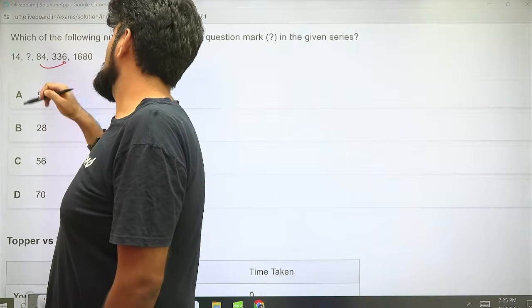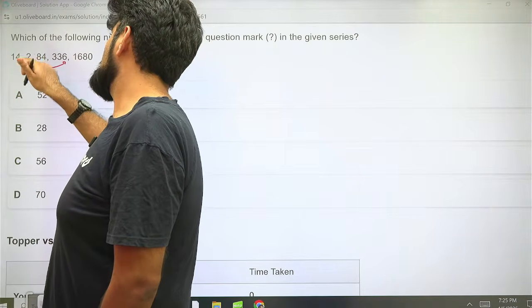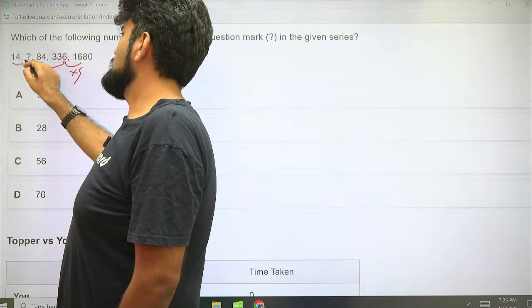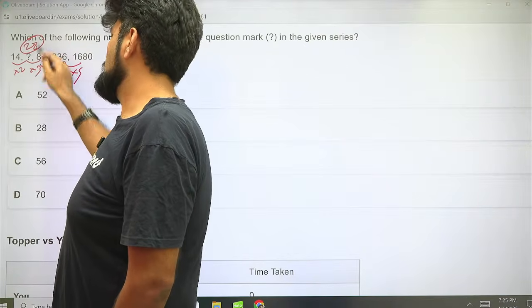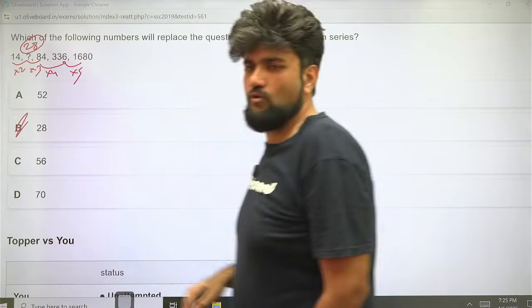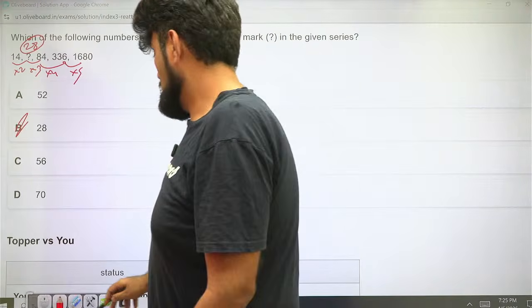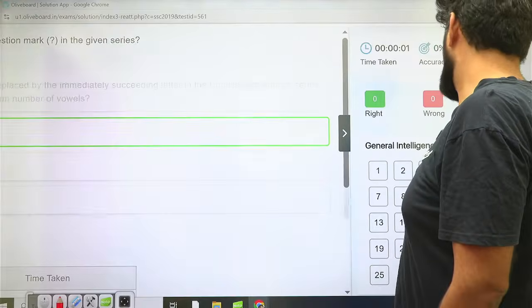Next. This is surely being multiplied. 84, 3 plus 36. 4 into 80 is 320 and 16, 336. This is being multiplied by 4. 336, 168 multiplied by 5. So this is multiplied by 2 and this is multiplied by 3. So this is 28, 28 into 3 is 84. Option B is the correct answer. Cool. 2, 3, 4, 5. Very common logic. This is nothing new here. Cool. 23 seconds. Excellent. Very good. Next.